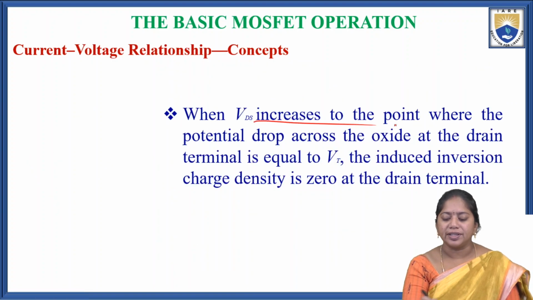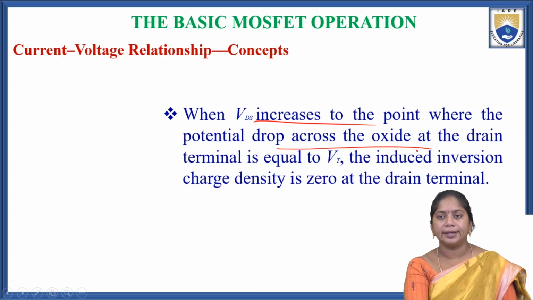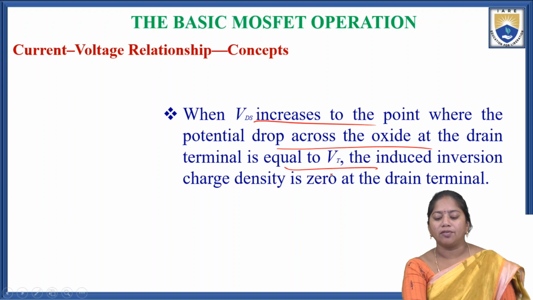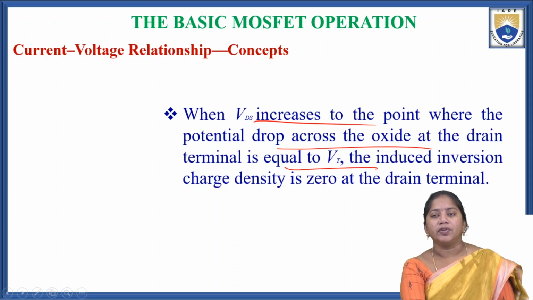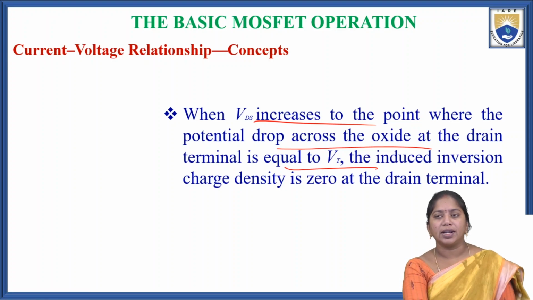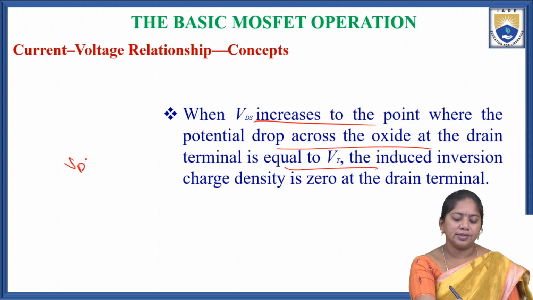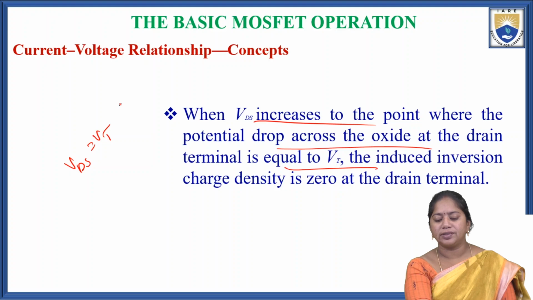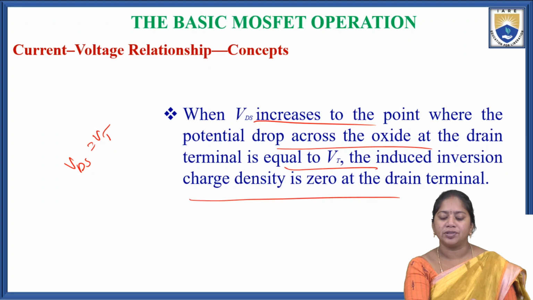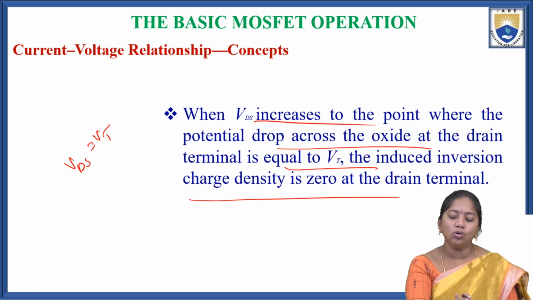When VDS increases to the point where the potential drop across the oxide layer near the drain terminal is equal to VT, the threshold voltage, the induced inversion charge density is 0 at the drain terminal.